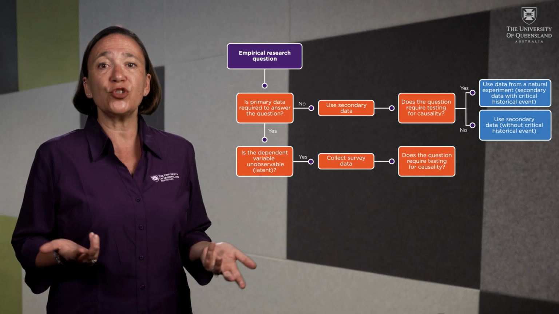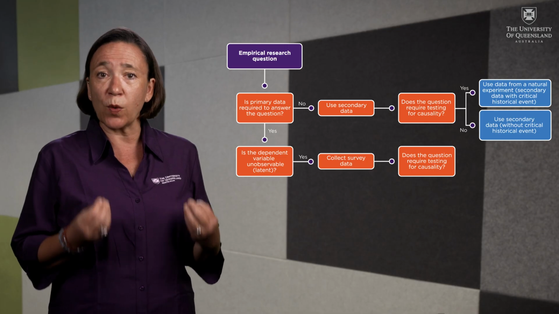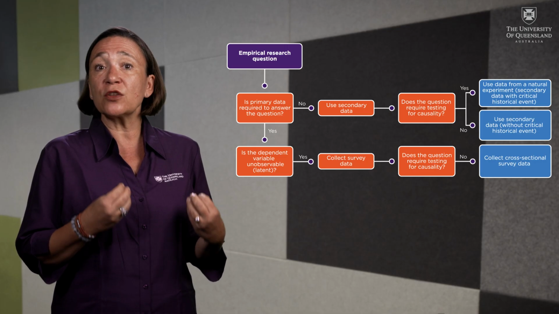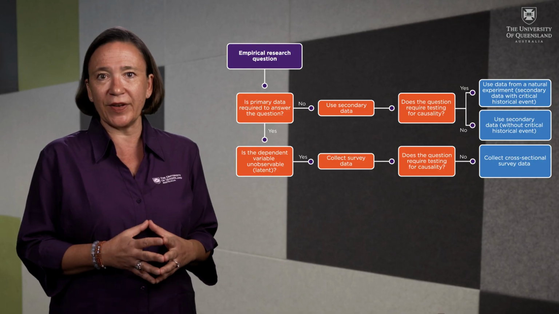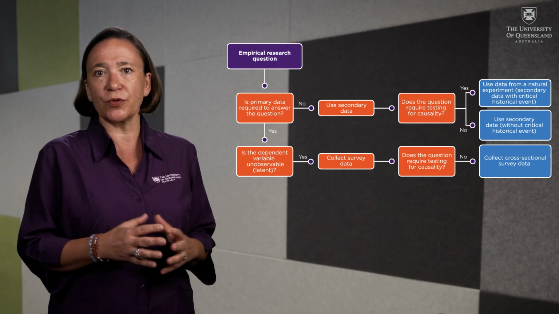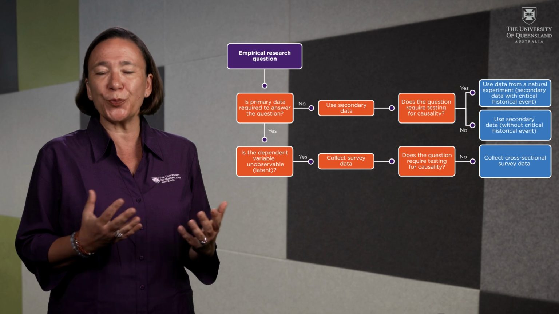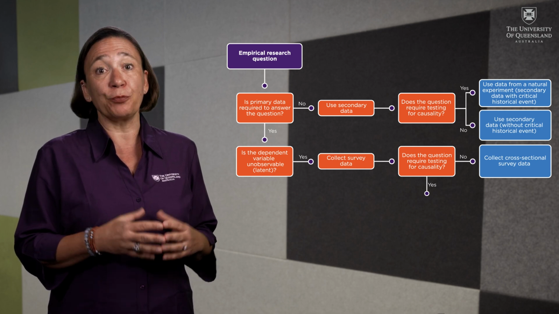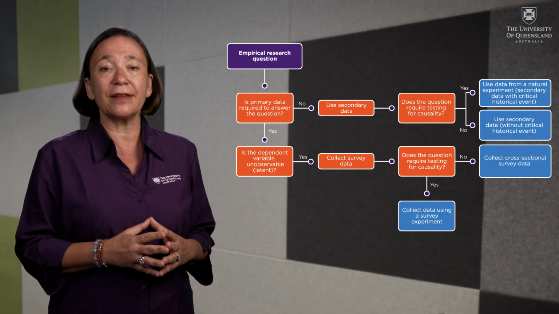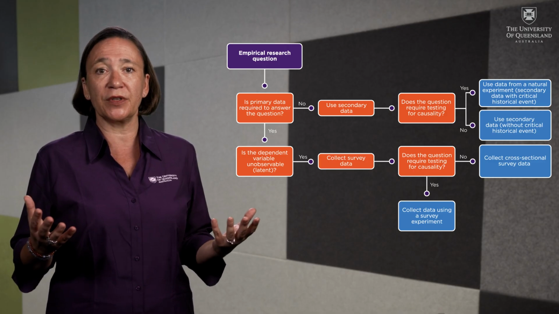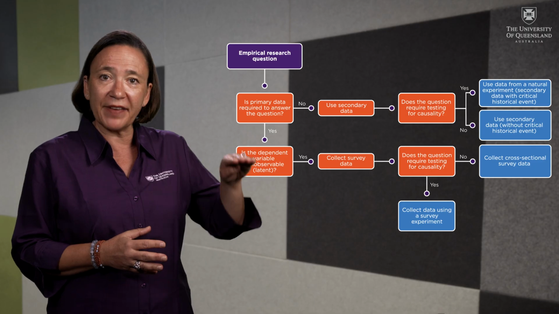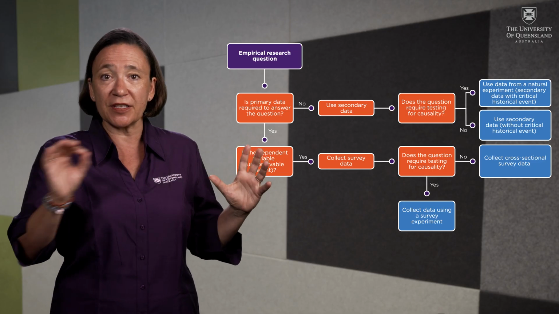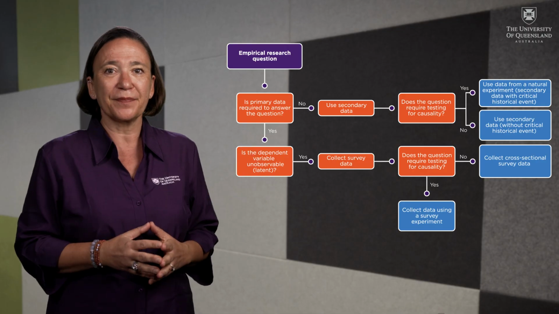Again, we need to check if our research question requires testing for causality. If not, we can collect one-off cross-sectional survey data. Like in election polls, we just want to know which political party people prefer today. If we do need to test for causality and the dependent variable cannot be observed, we run a survey experiment and we vary the value of the independent variable, that's the A, that we suspect affects the B.